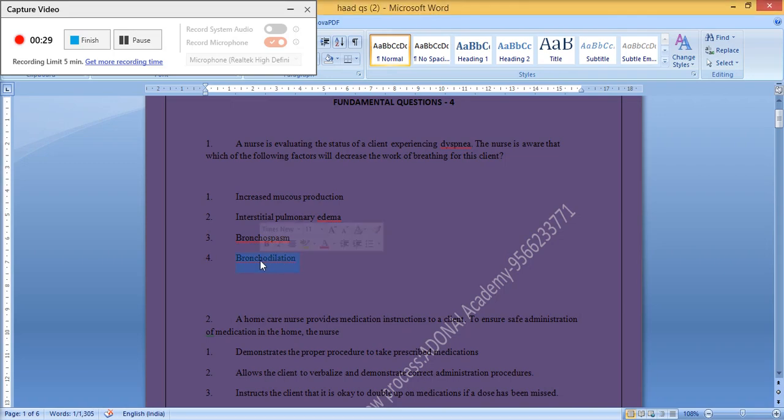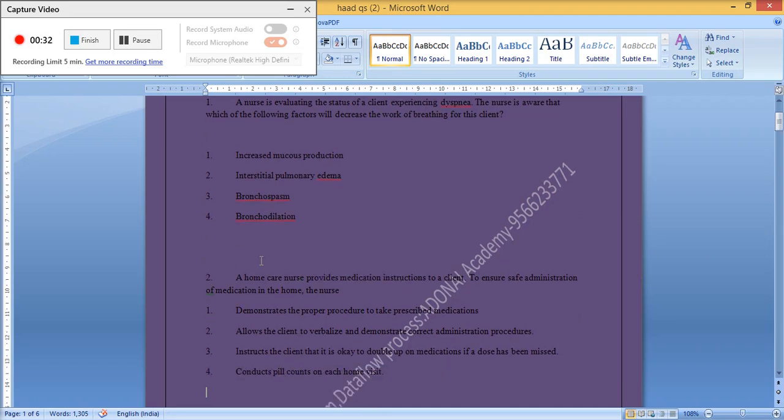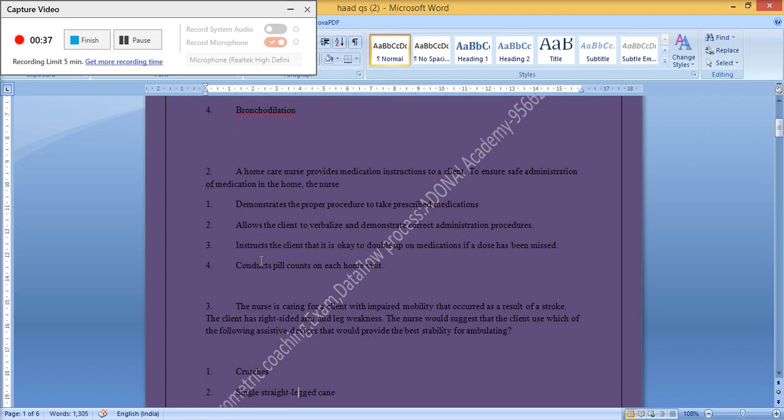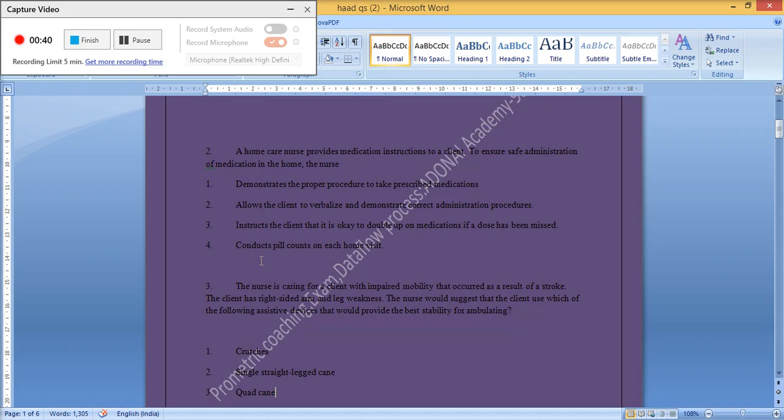Bronchodilation. 2. A home care nurse provides medication instruction to a client. To ensure safe administration of medication in the home, the nurse: 1. Demonstrates the proper procedure to take prescribed medication. 2. Allows the client to verbalize and demonstrate the correct administration procedure. 3. Instructs the client that it is okay to double up on medication if a dose has been missed. 4. Conducts a pill count on each home visit. The correct answer is 4. Conducts a pill count on each home visit.